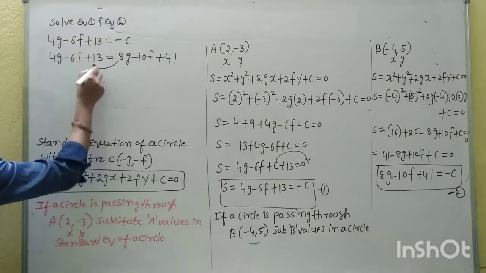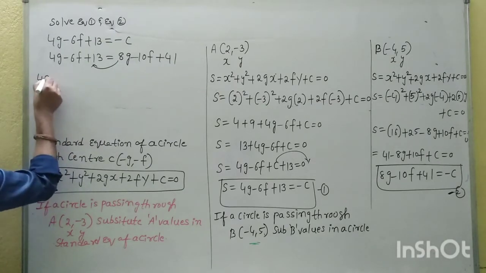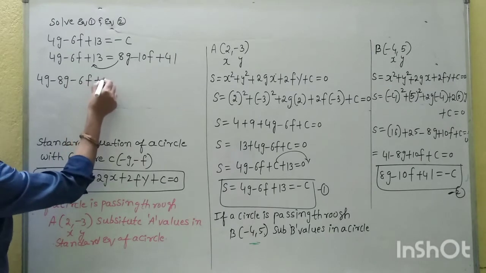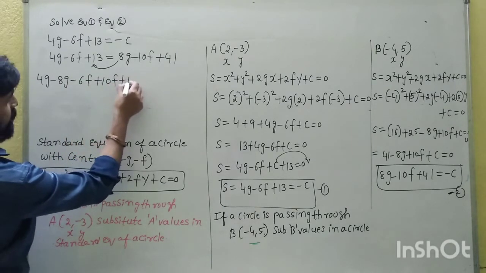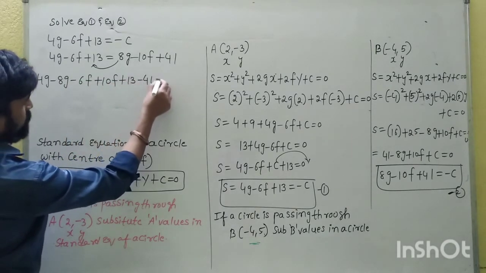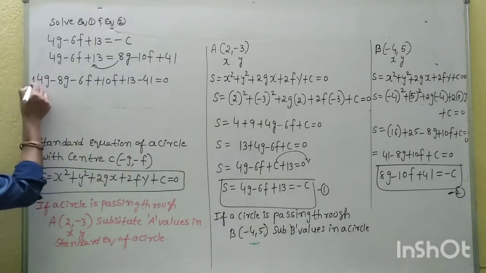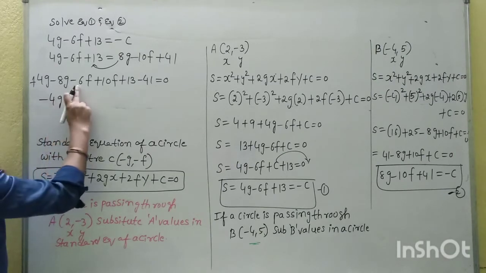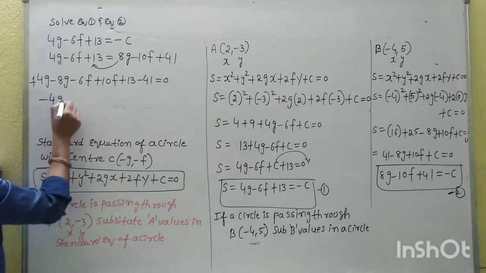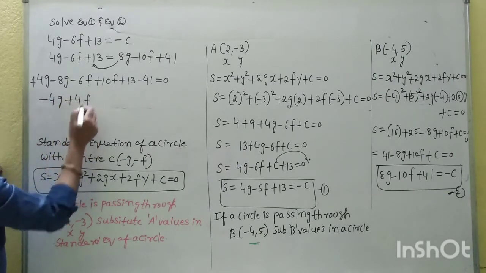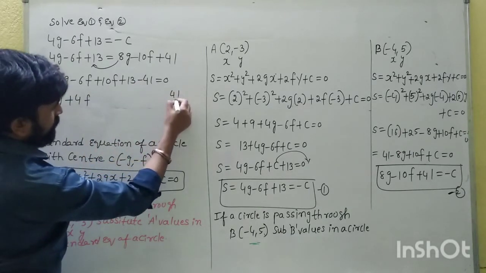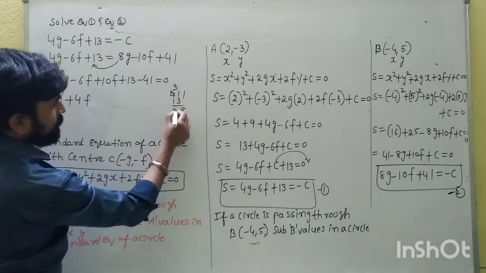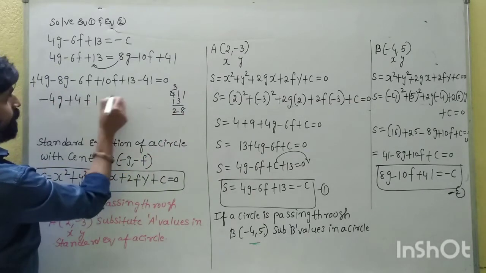Taking all these to one side, it will be 4g minus 8g minus 6f plus 10f plus 13 minus 41 equals 0. So it will be minus 4g plus 4f, and 13 minus 41 is minus 28.